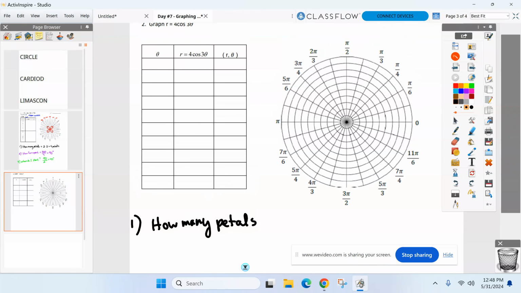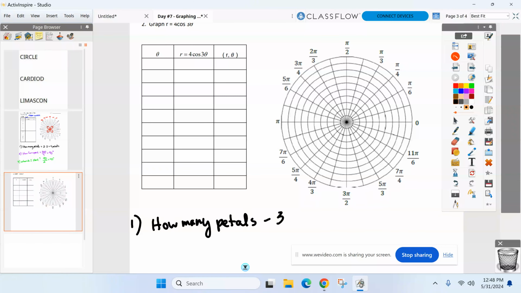How many pedals you got? Think you know the rule now? We know what happens when it's even. What happens when it's odd? It's that number of pedals. Okay, so if it's an odd number next to theta, like it is for 3 here, that's how many pedals you have. If it's even, you multiply by 2.